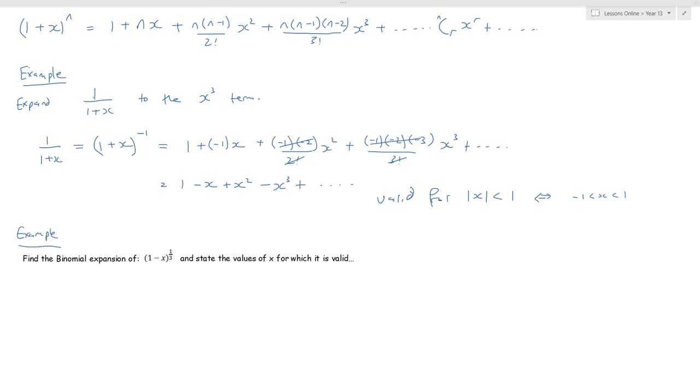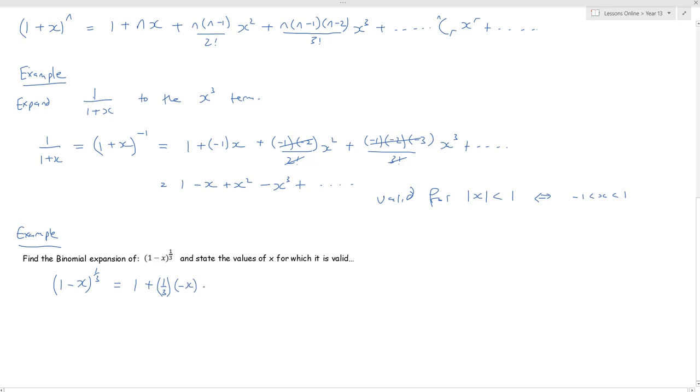So if we have a look at this example, find the binomial expansion of 1 minus x to the third, and then state the values for which it is valid. So we've got 1 minus x to the power of a third. Instead of x, we've got minus x, and instead of n, we've got a third. So just use our expansion above. 1 plus, instead of n, we've got a third here, so 1 over 3, and we've got minus x.